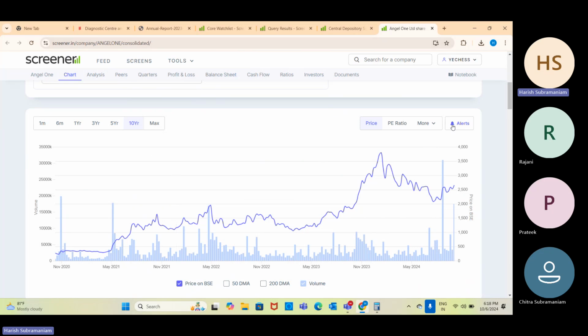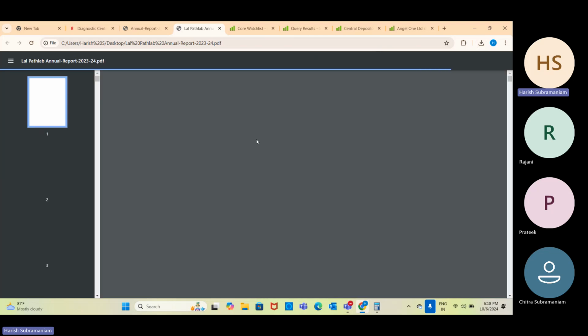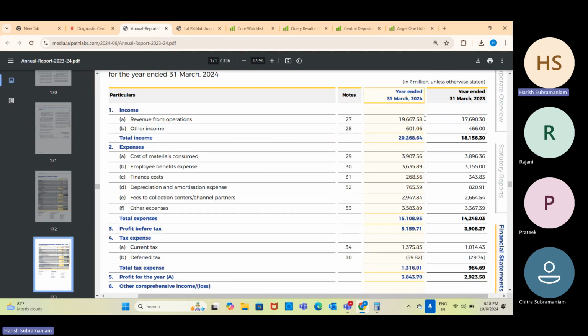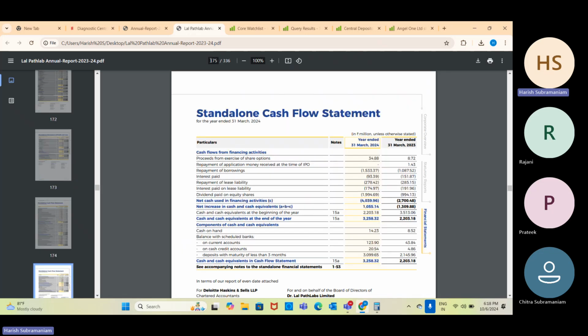So we've just discussed this from an investing perspective, but now let's understand this income statement a little better. So in Lal Pathlabs, we see there is some section called notes, right? And we see revenue from operation notes 27, other income notes 28, cost of material notes 29, and so on and so forth. So let's open this again and look at notes 27. So we'll go maybe to around 175 or 180, it should be there.